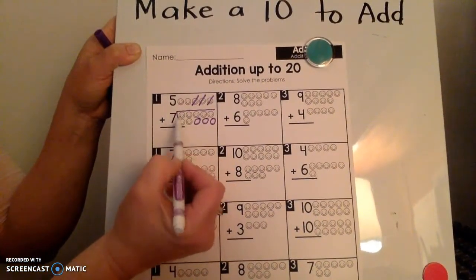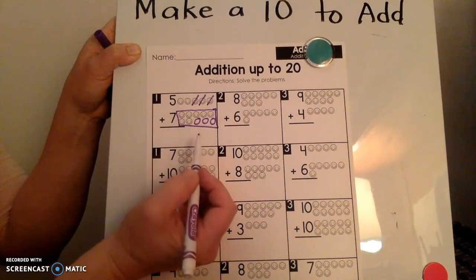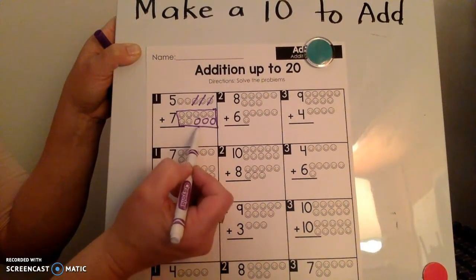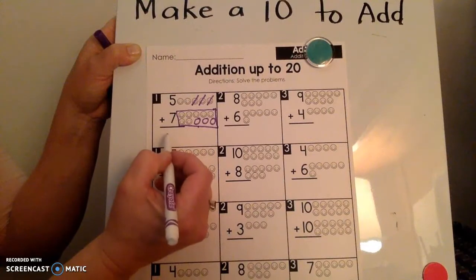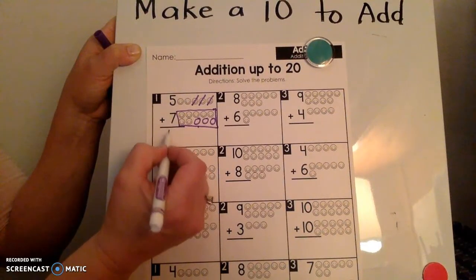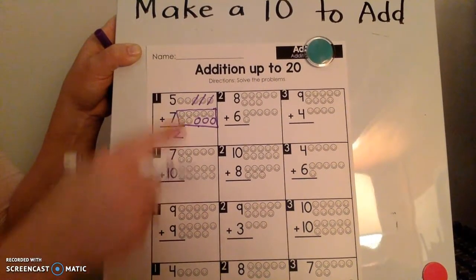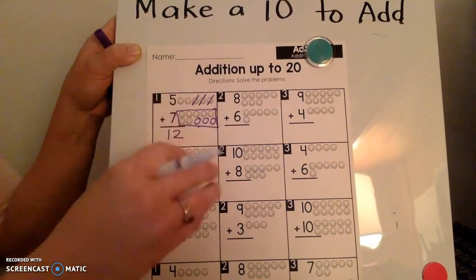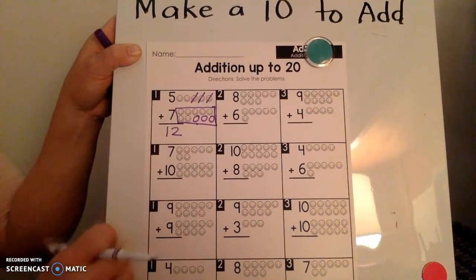Now the 7 has become a full 10 because the 5 gave up some of them. And now I have 10 plus 2 right here. Yeah. 10 and 2 makes 12. So 5 and 7 must make 12. So it's simply the same, except that instead of moving the magnets, we're going to cross off and give them up. Let's do one more.